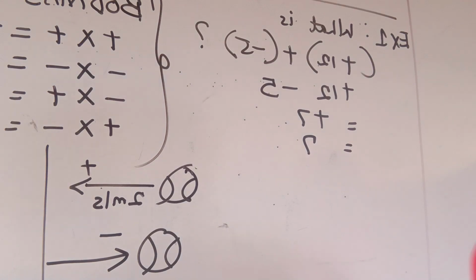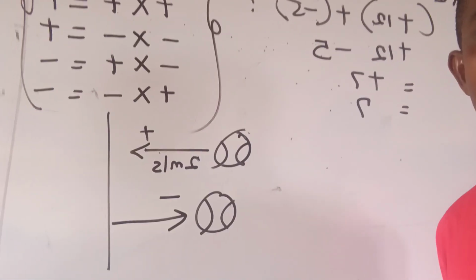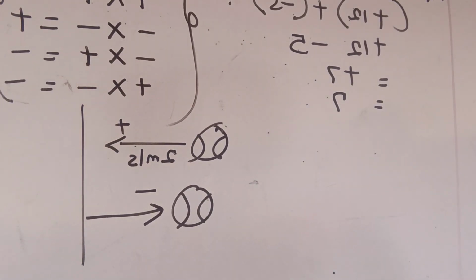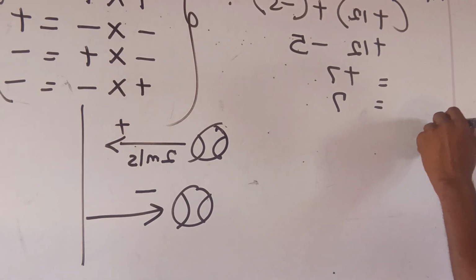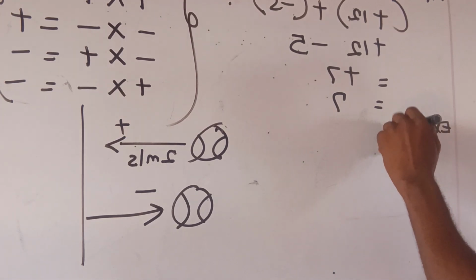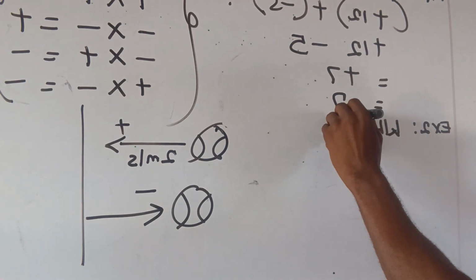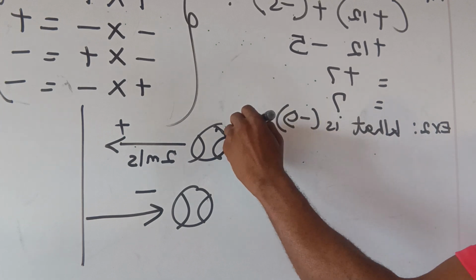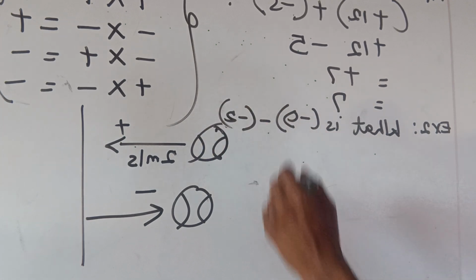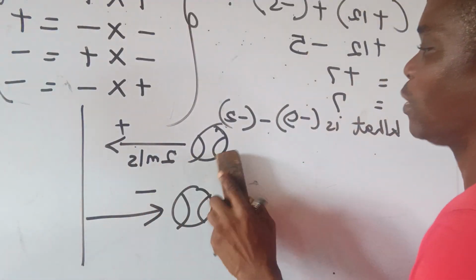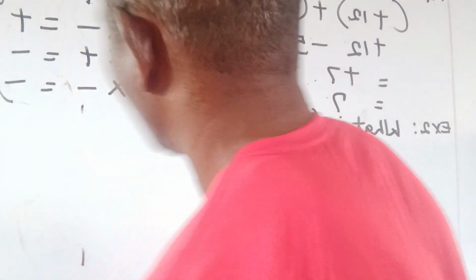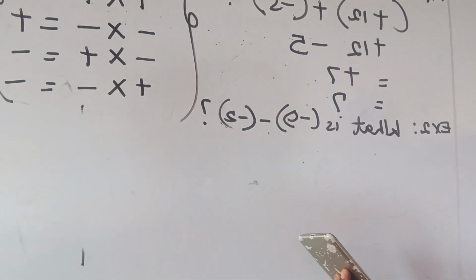Good. So let's look at another example. Example 2 is saying, what is minus 9 minus into bracket minus 2? What is this? Minus 9 minus into bracket minus 2? So it's still the same approach. We'll clear the brackets.